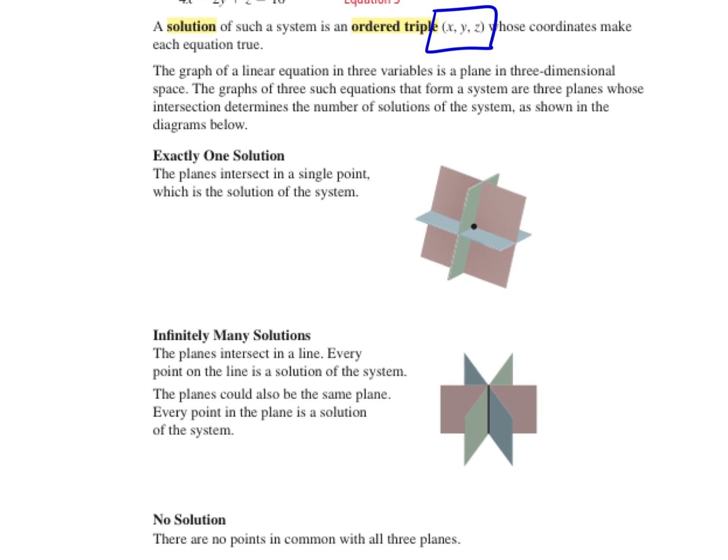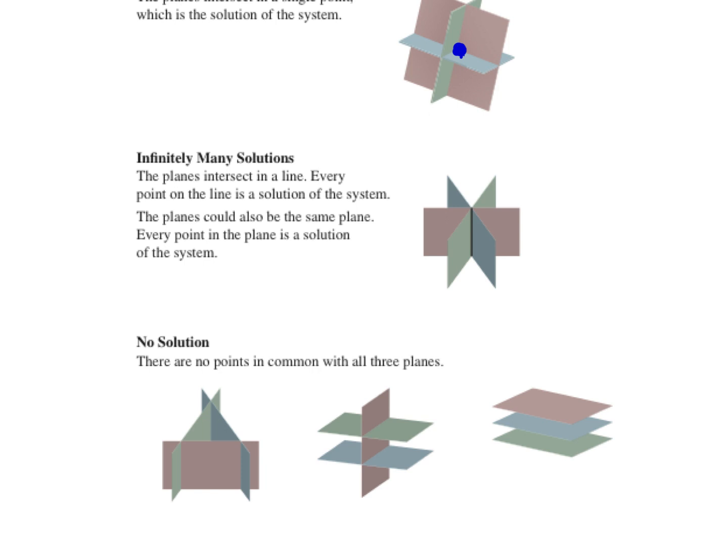It talks about how the solution would look. Each equation is kind of like a plane here, and where all three intersect, that would be our one solution. If all three of our planes intersect in a line, it would be infinitely many solutions. So this would be an example where we had something like 0 equals 0, or a number equals a number that's true. We talked about this a little bit with our system of equations.